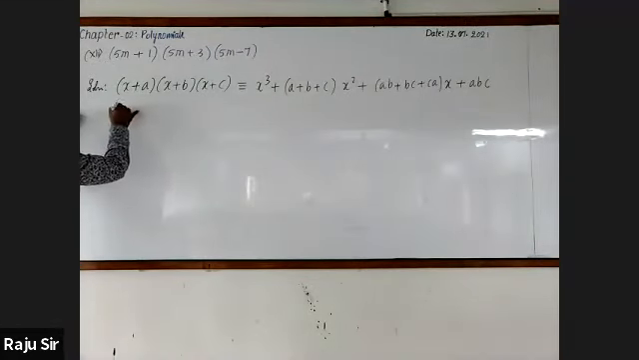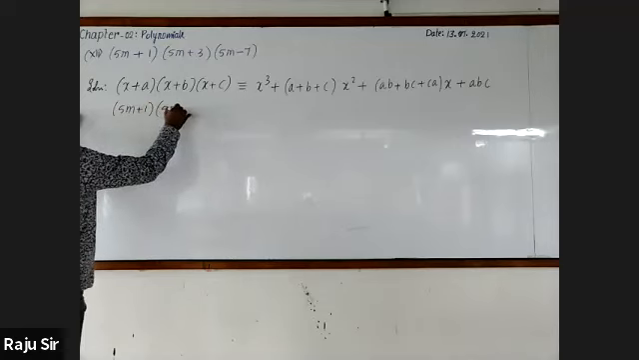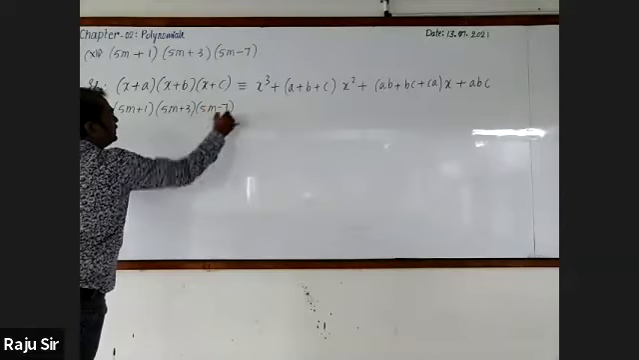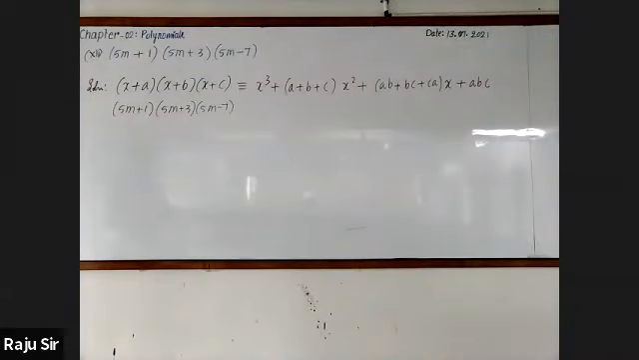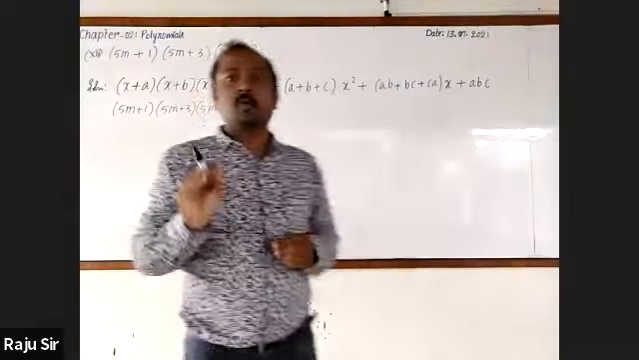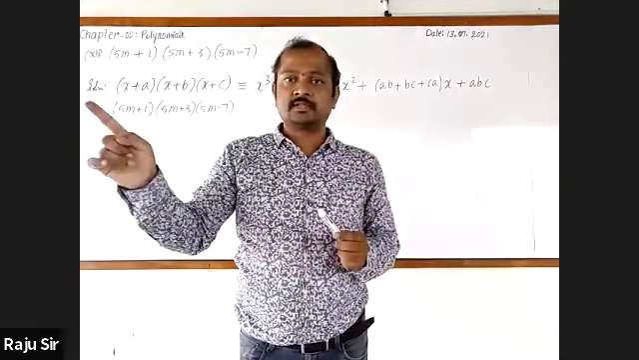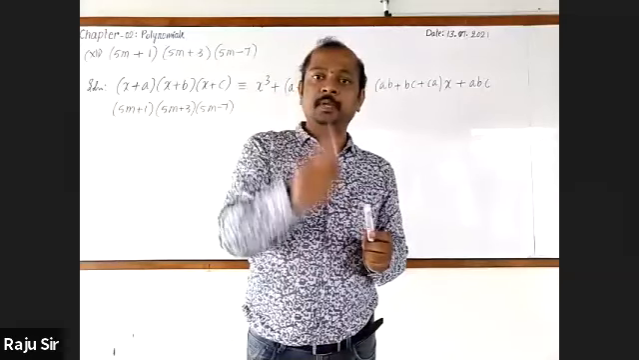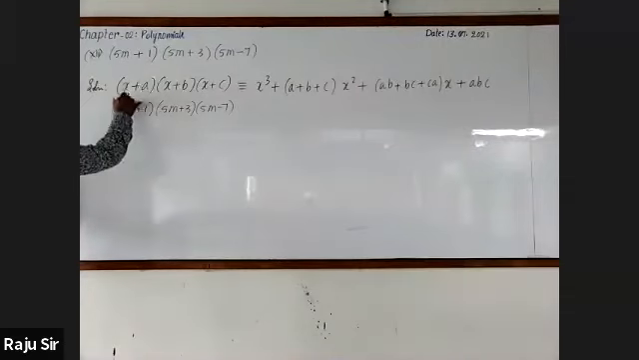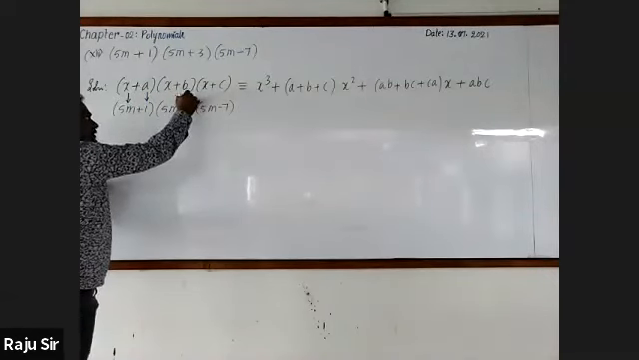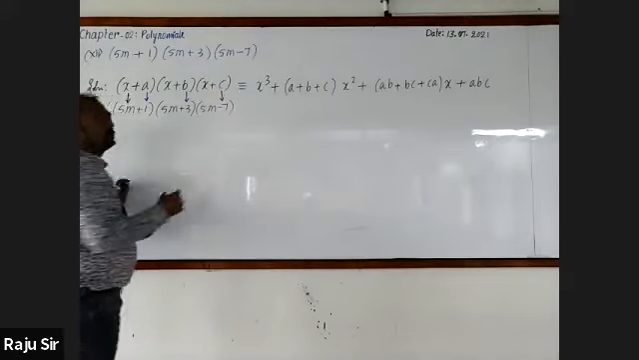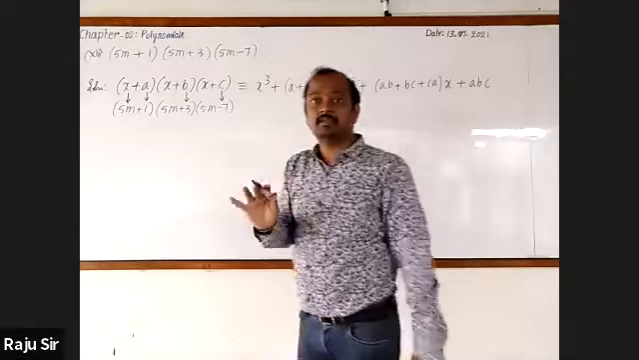Yes, let me write the given statement. It is 5m plus 1 into 5m plus 3 into 5m minus 7. So if I even write, what is in place of x, a, b, and c? 5m plus 1 is x plus a, x plus b is 5m plus 3. What is there in place of x, a, b? x is 5m. a is 1, b is 3, and c is minus 7, not just 7, it is minus 7.